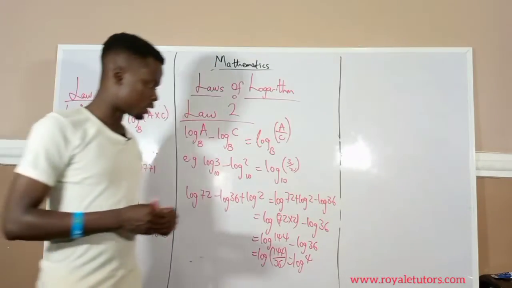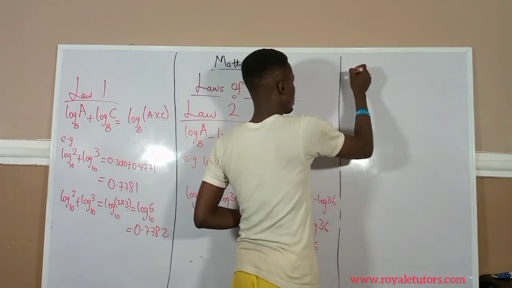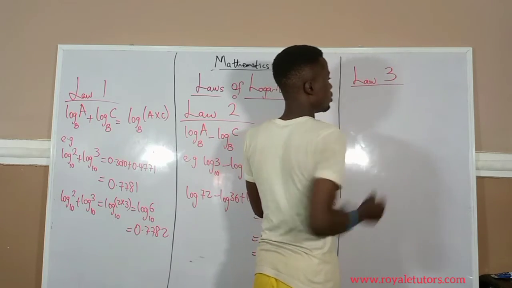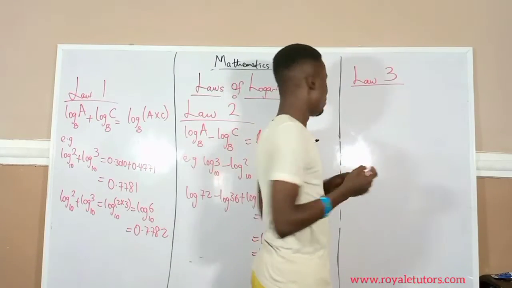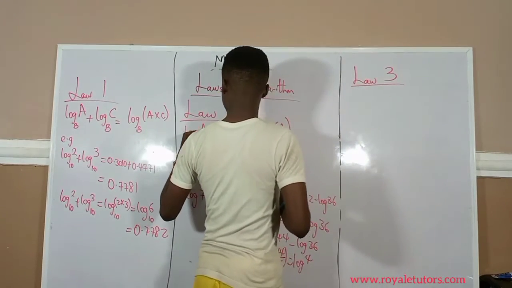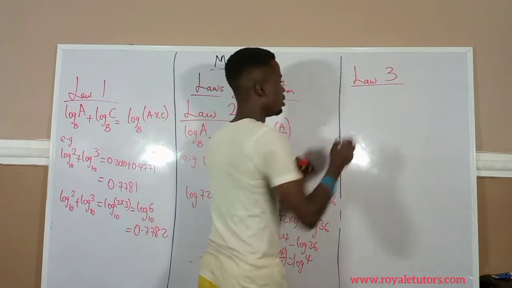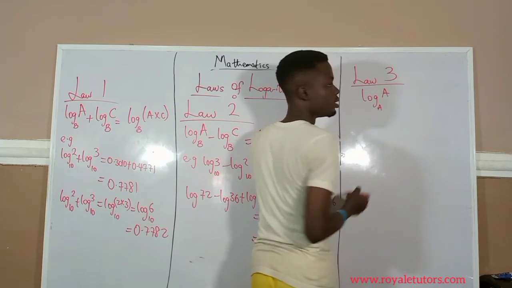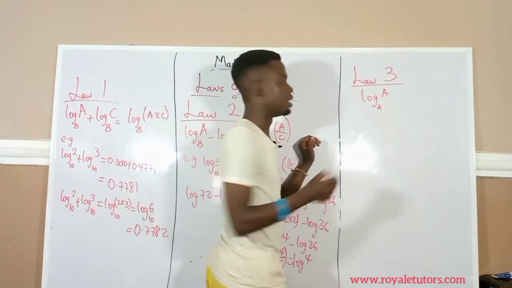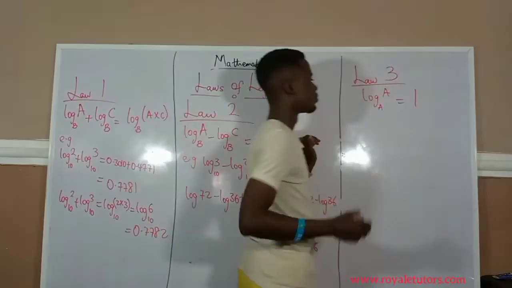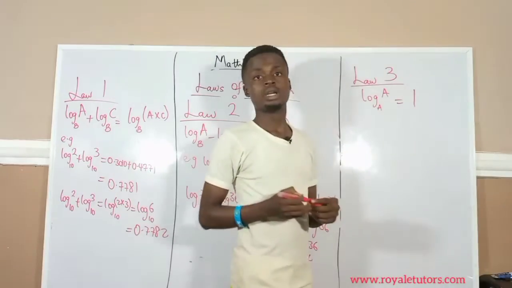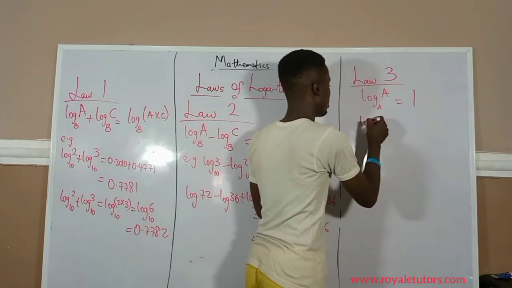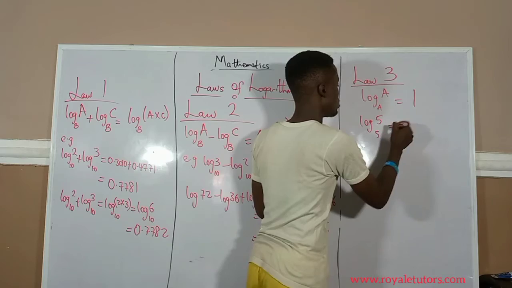So let's go to the third one, log 3. What if we have the same base and it's operating on the same number? If we have log a to base a, this is the same thing as 1. Whenever you have anything like this, it's equal to 1. Log a to base a is equal to 1. So if you have log 5 to base 5, it's the same thing as 1.